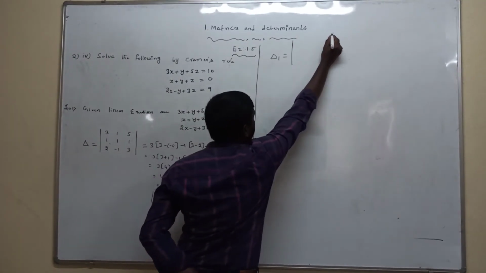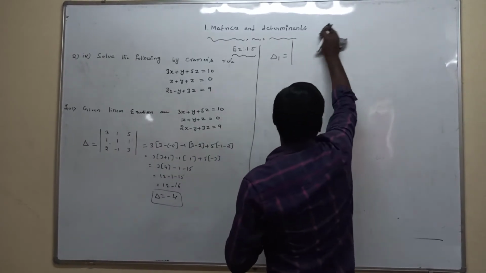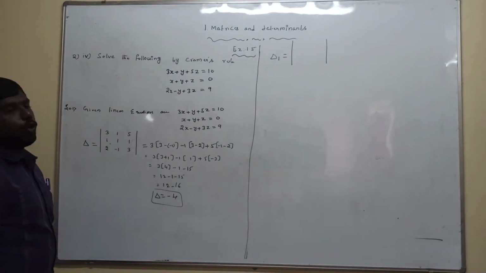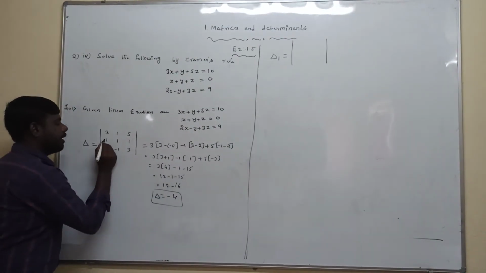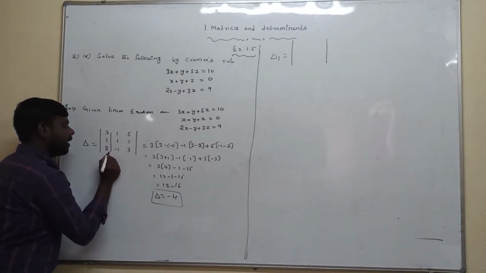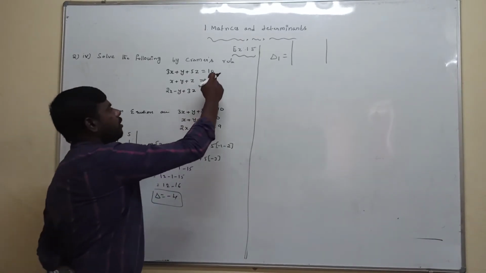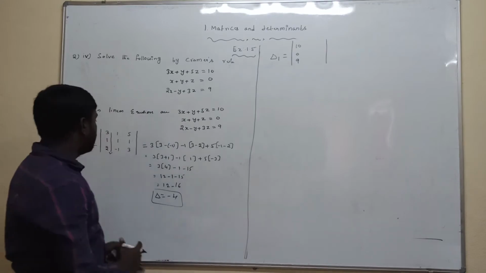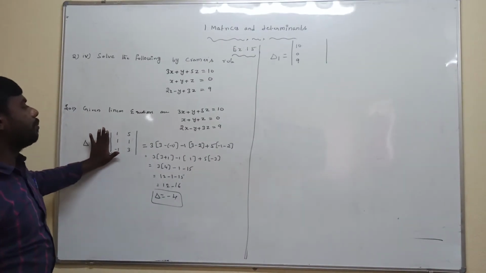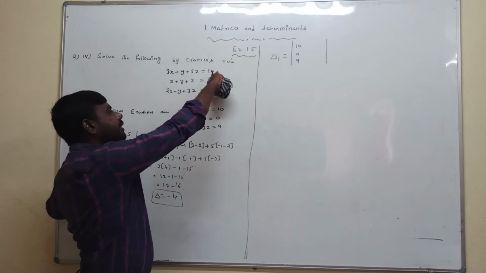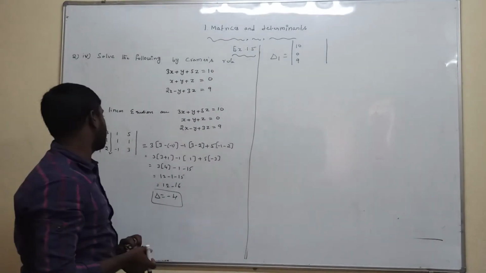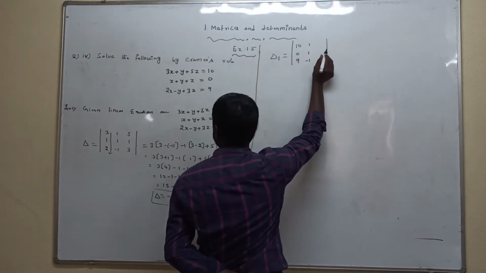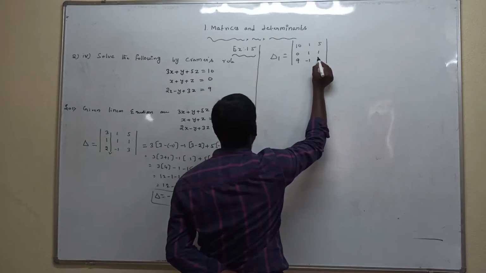So determinant of delta 1 is obtained by replacing the first column by the constant elements 10, 0, 9. Second column, third column do not change: 1, 1, minus 1. Third column is 5, 1, 3.